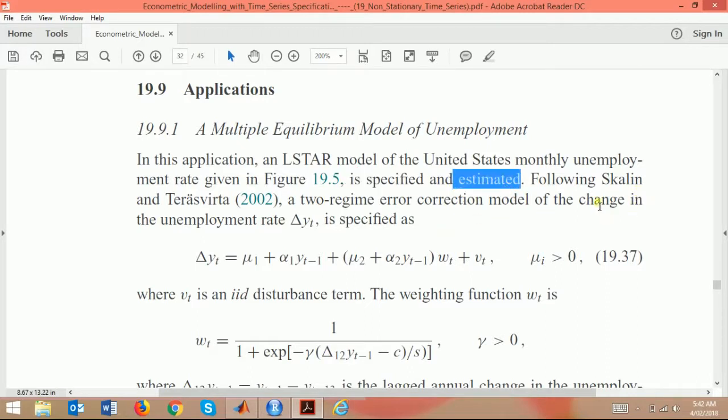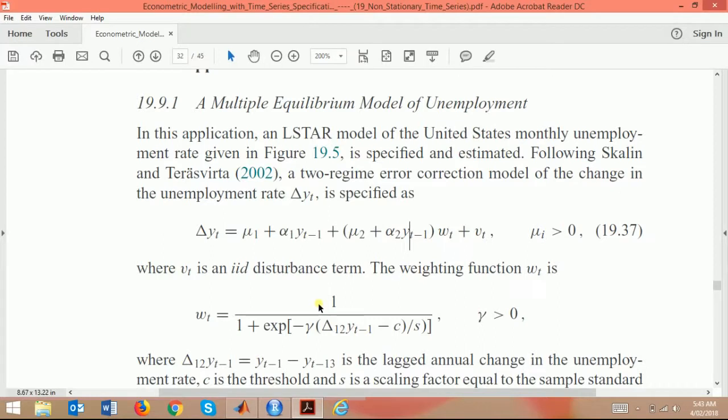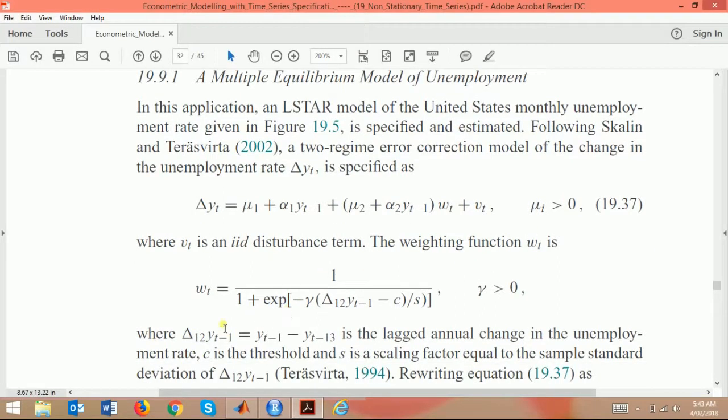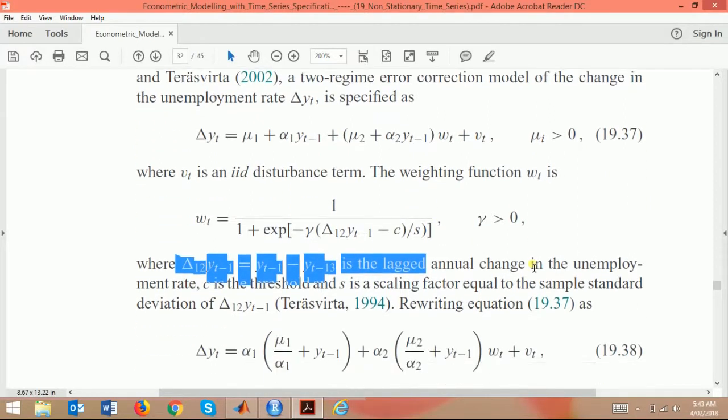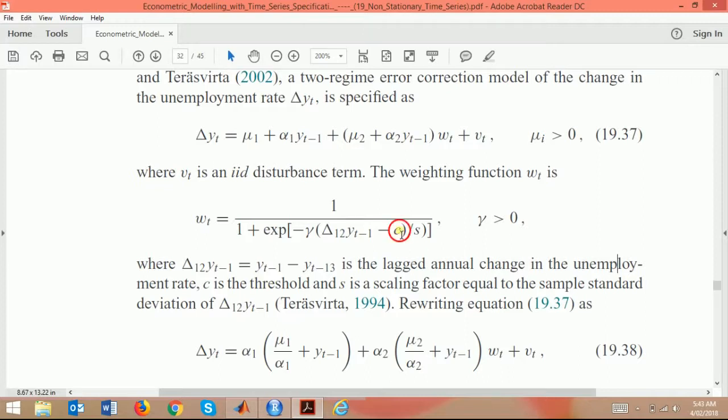Following Skalin and Teräsvirta, a two-regime error correction model of the change of the unemployment rate is specified. So the first regime is mu1 alpha 1 yt minus 1, the second regime is mu2 alpha 2 yt minus 1, and this is the non-linear part with the non-linear parameter, where the structural residual is an IID disturbance term. The weighting function in this case is exponential of minus gamma times the lagged 12-month change minus c, divided by s. Here delta 12 yt minus 1 is the lagged annual change in the unemployment rate, c is the threshold, and s is a scaling factor equal to the sample standard deviation. So the scaling factor is basically the sample standard deviation of the annual lag.